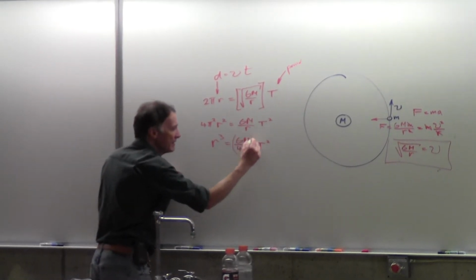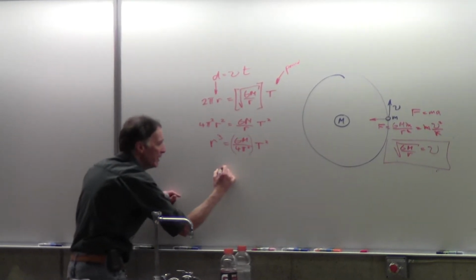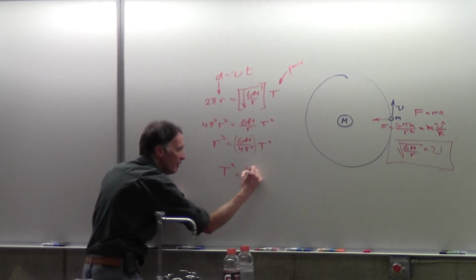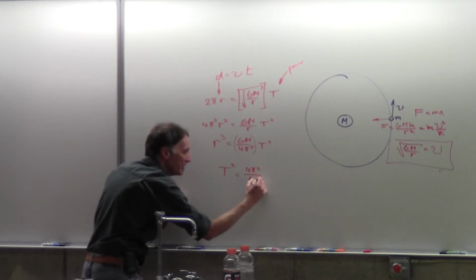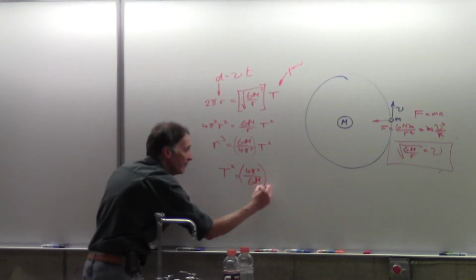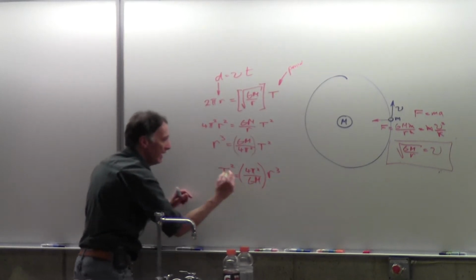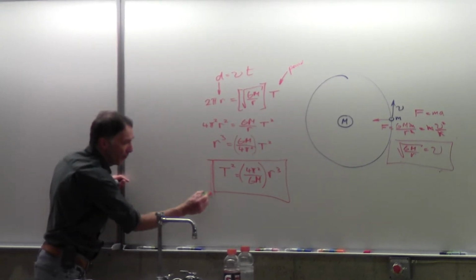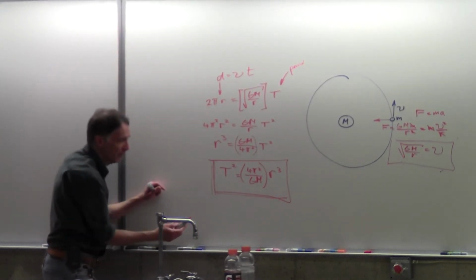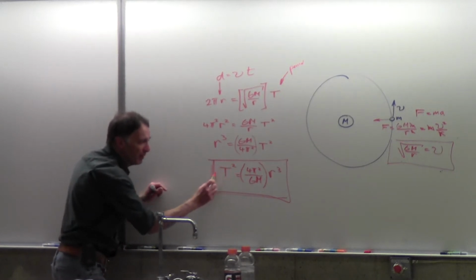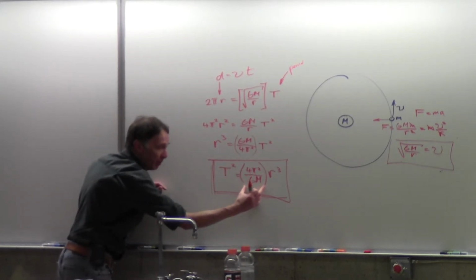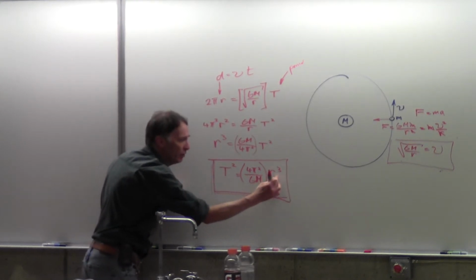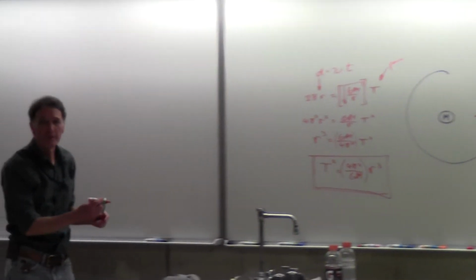Usually we'll write it this way: the square of the period is equal to 4 pi squared all over big G m, I'm just taking it over to the other side, times r cubed. And this relationship is what they call Kepler's third law, at least for circular orbits, that the square of the period should be proportional to the cube of the radius of the orbit.